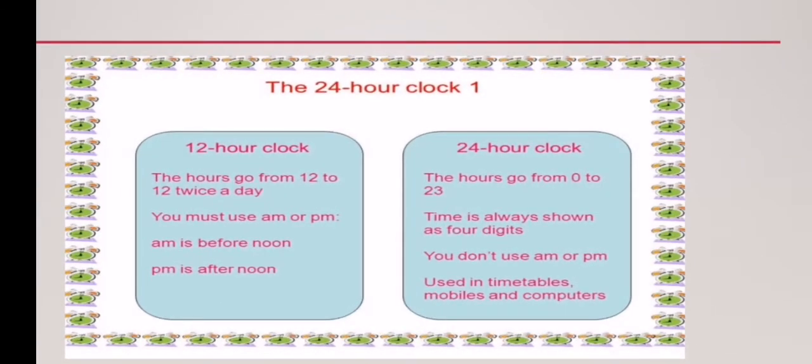You can see here on the 12-hour clock that hours go from 12 to 12 twice a day, and we have to use AM or PM. AM is used before noon and PM is used after noon timing. On the 24-hour clock, the hours go from 0 to 23 and time is always shown as 4 digits, and we do not use AM or PM on that clock.